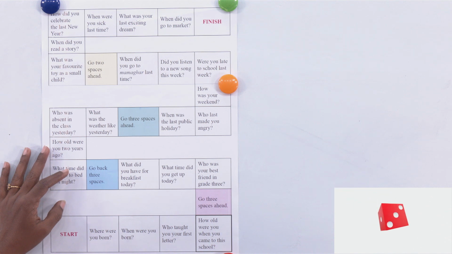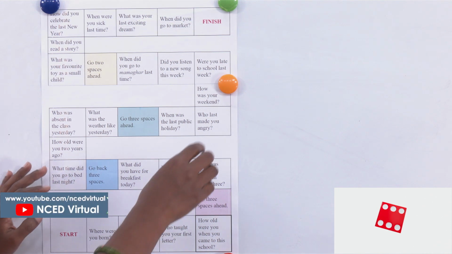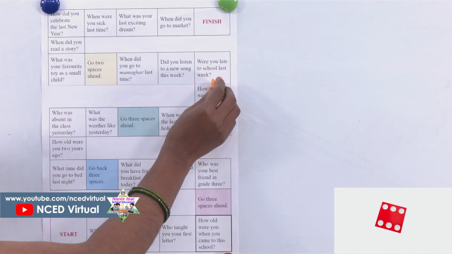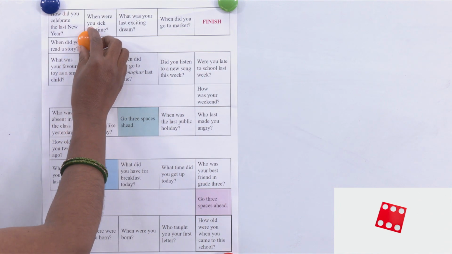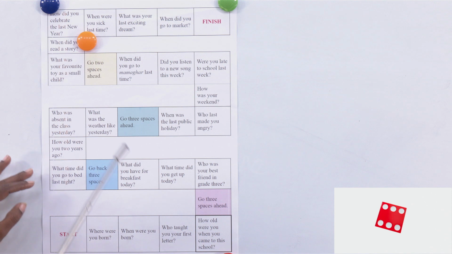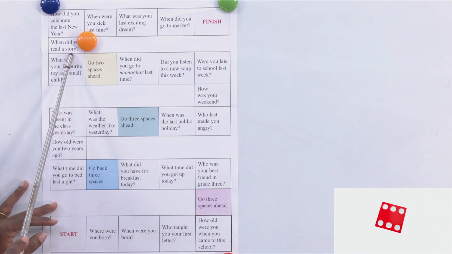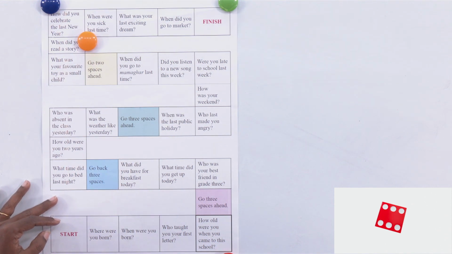Okay, run. What is the number in this place? 6. Okay. So I can climb so many steps. I can skip many steps. 1, 2, 3, 4, 5, 6. When did you read a story? I read a story last month.